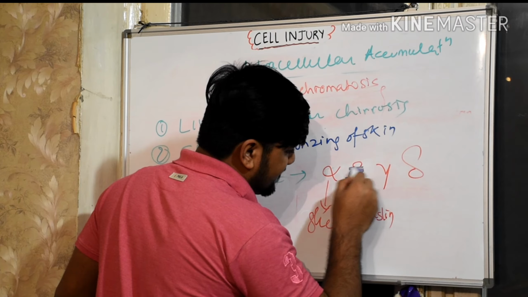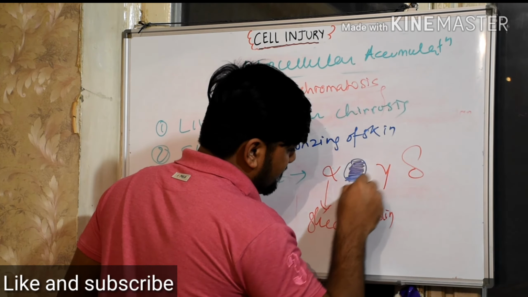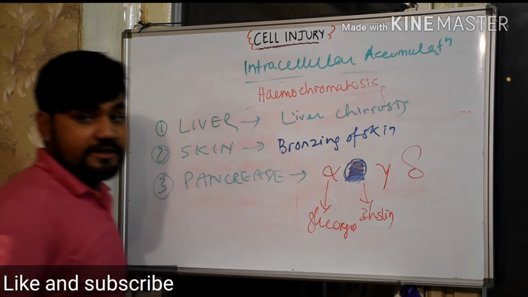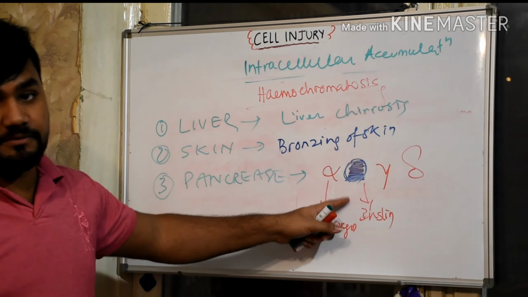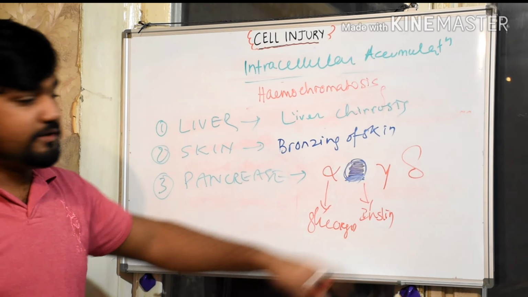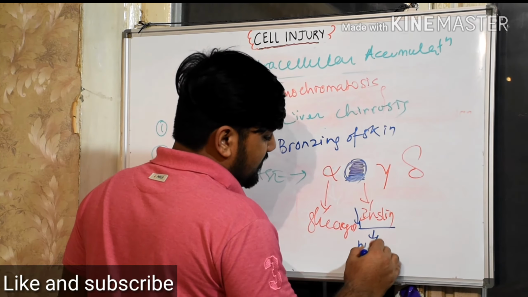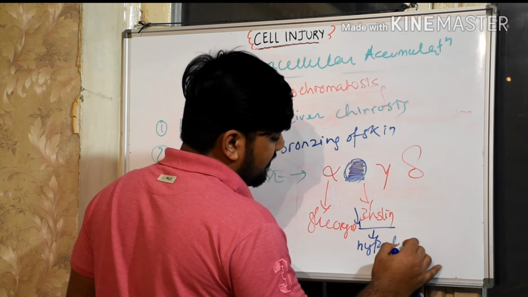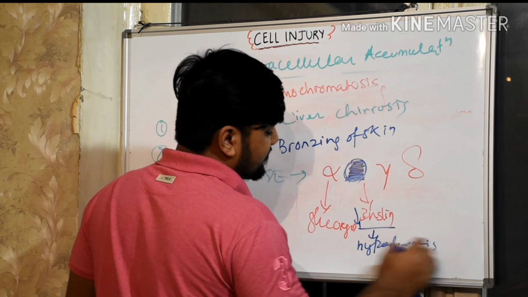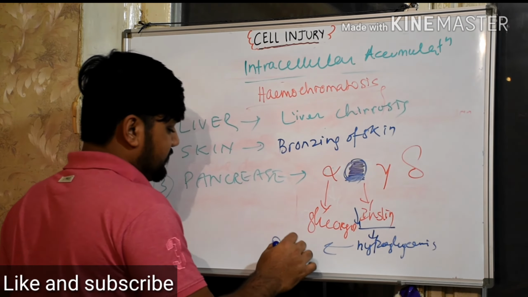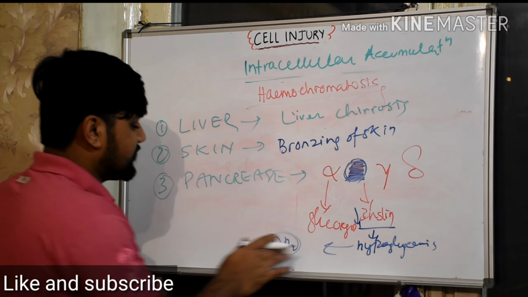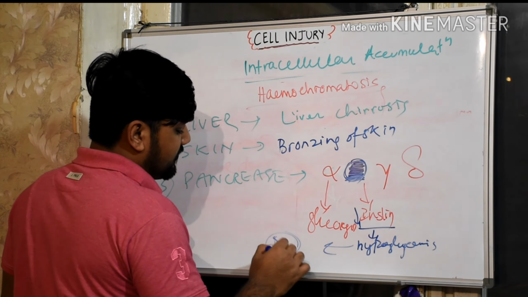If it accumulates on the beta cell, then it will affect the function of the beta cell. What is the function of the beta cell? It secretes insulin. There will be low production of insulin, and this condition is known as DM, diabetes mellitus. Or this condition is simply known as diabetes.